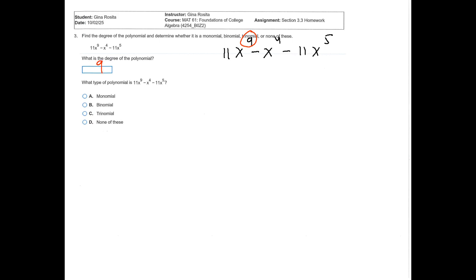Now, what type of polynomial is 11x to the 9 minus x to the 4th minus 11x to the 5th? How many terms? This is the first, the second, the third. So you have 3 terms. So which one do you choose? Monomial, binomial, trinomial, or none of these? Of course, trinomial. Okay. Now go to number 4.